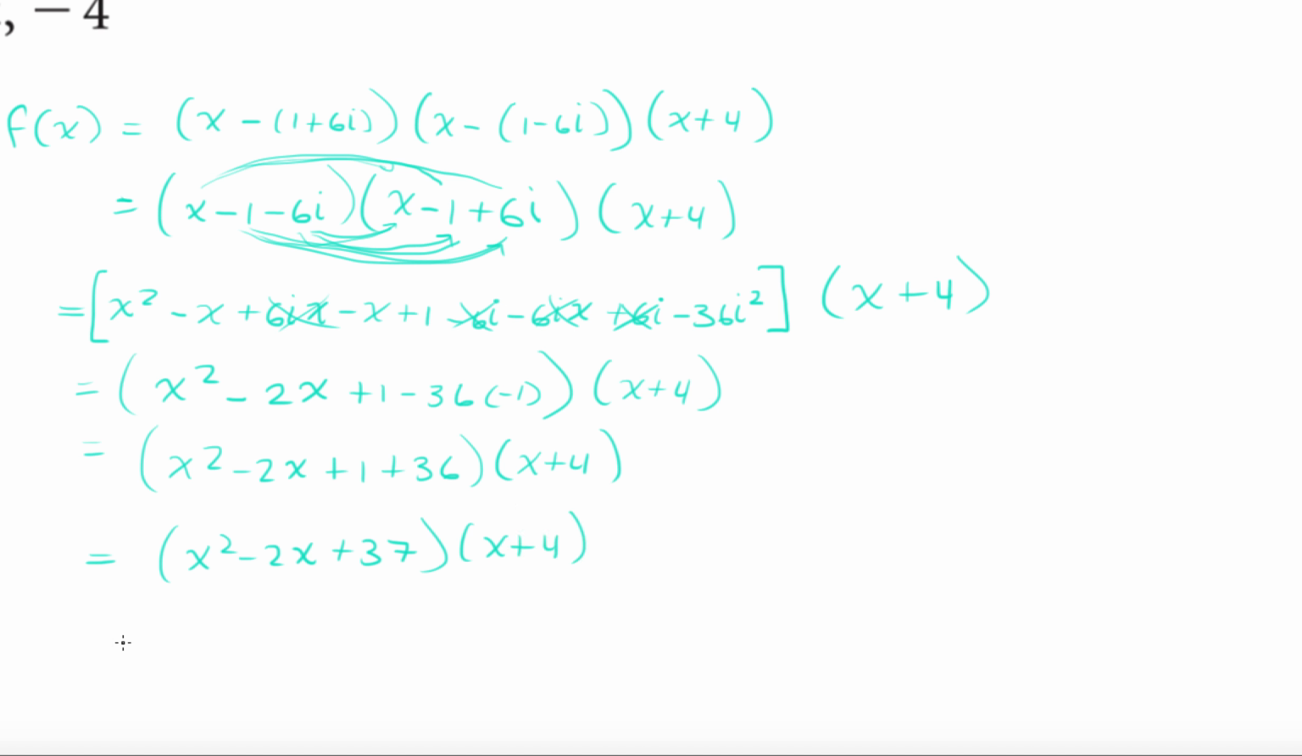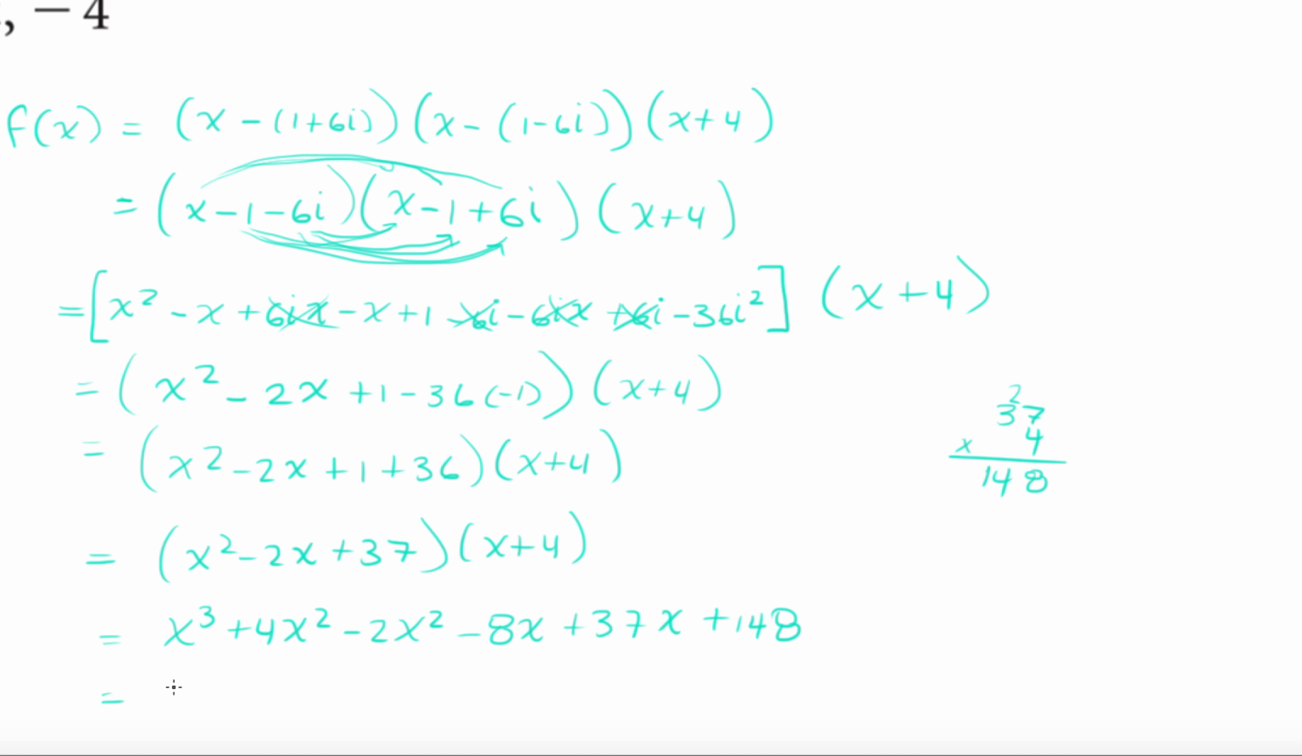And then we FOIL that. So x squared times x is x cubed. X squared times 4 is 4x squared. Negative 2x times x is negative 2x squared. Negative 2x times 4 is negative 8x. 37 times x is 37x. And 37 times 4 is, let's do it old school. 4 times 7 is 28. 4 times 3 is 12, plus 2 is 14, so 148.